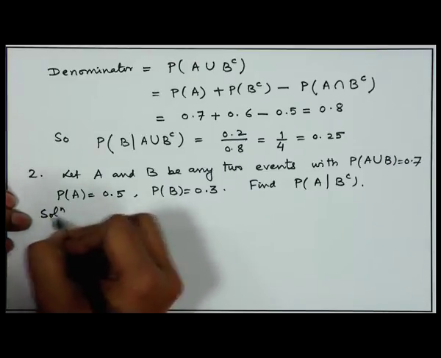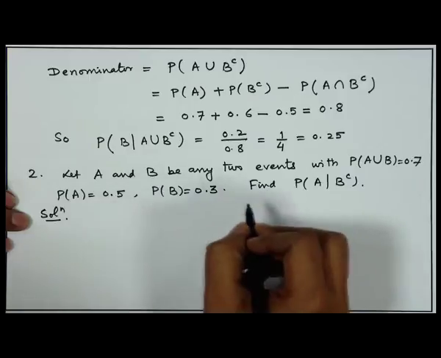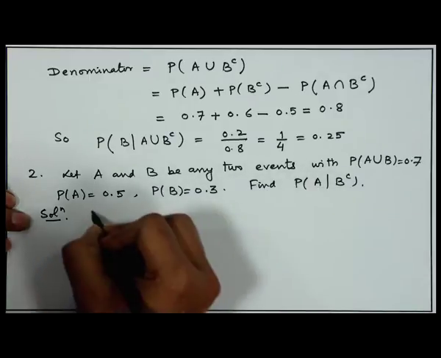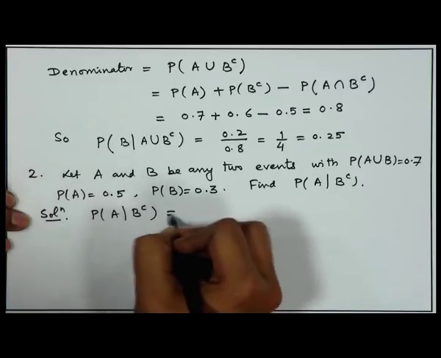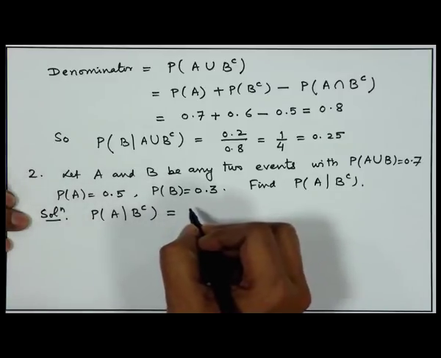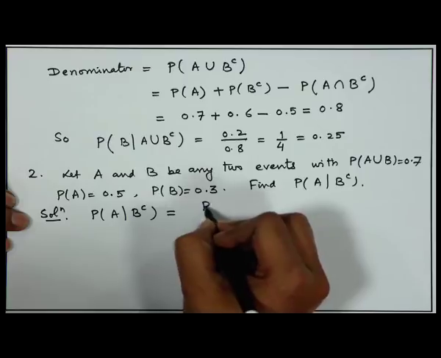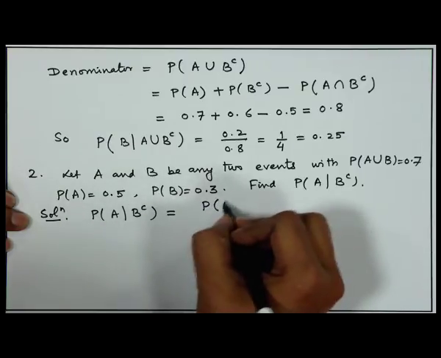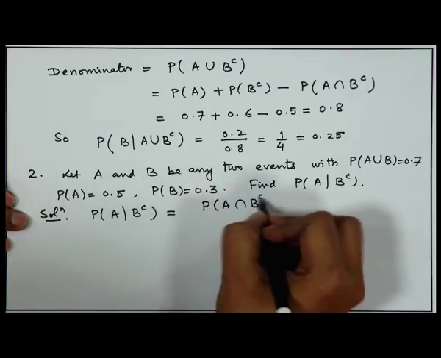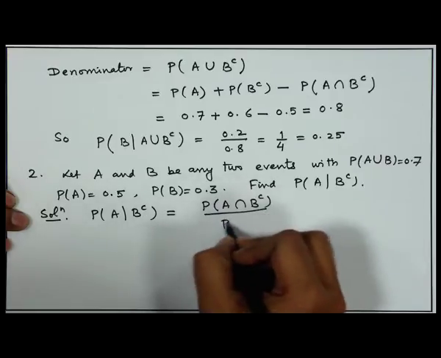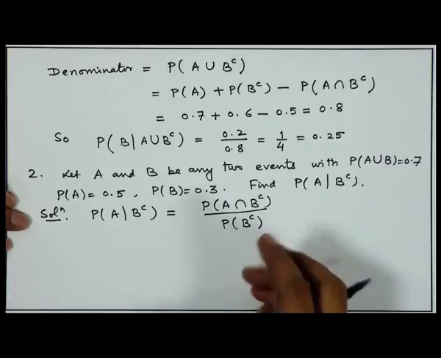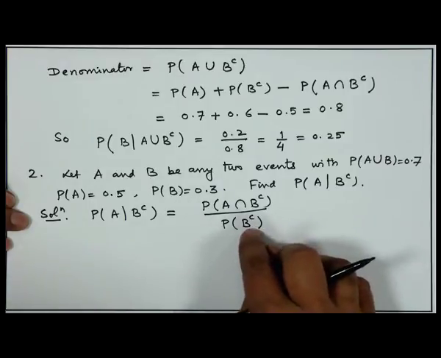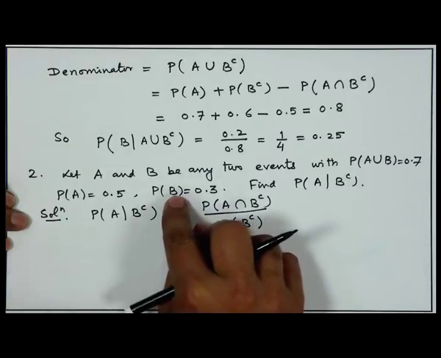Let us look at the solution. We are required to find the probability of A given B complement. If we apply the conditional probability, then it is probability of A intersection B complement divided by probability of B complement. Again you can see the probability of B complement is available from the probability of B.